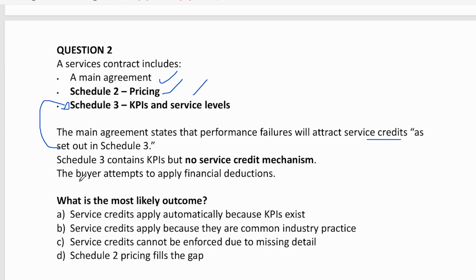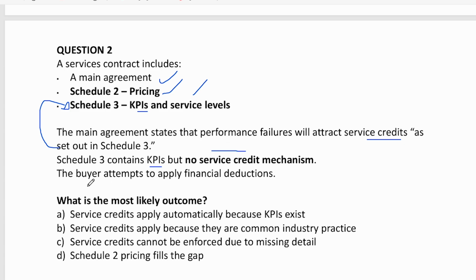Now, Schedule 3 contains KPIs, as you can see here, but it doesn't have a service credit mechanism. Now, the buyer attempts to apply financial deductions because let's assume there was some degree of failure. If service credits are in place, the buyer can say maybe 15% of what you're supposed to pay, you're not paying, because you failed to do this, and as per the agreement, we are supposed to deduct that much in payment. But in this case, the service credit doesn't exist. The documentation is actually missing.